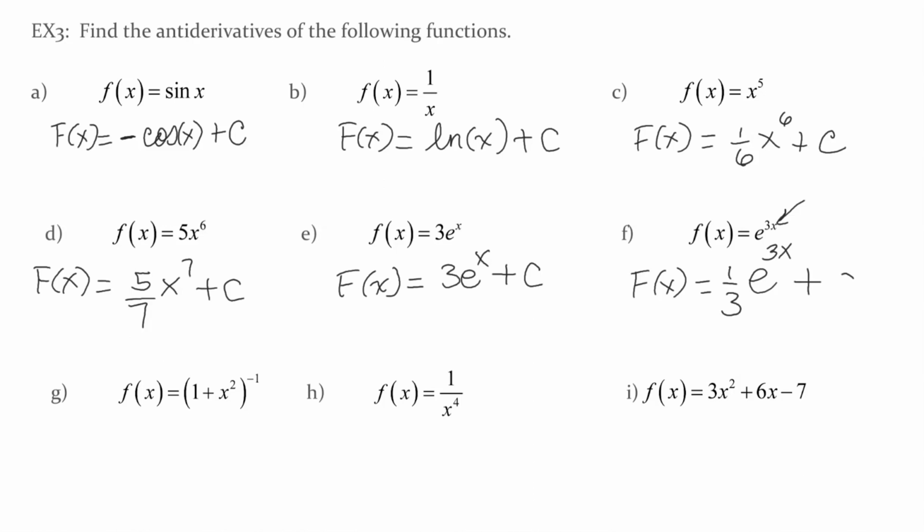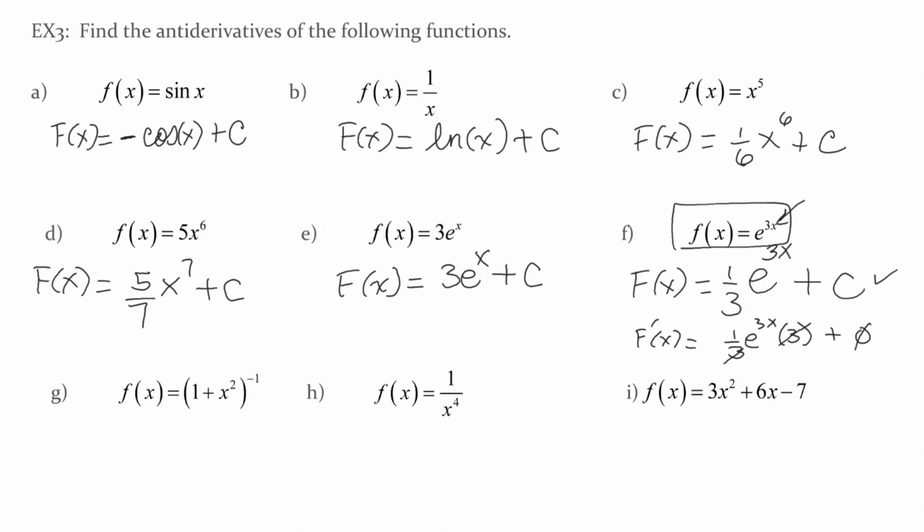Okay, plus c. Now, if we were to check, we would say, hey, then the derivative of f of x is 1/3 e to the 3x multiplied by 3, which is the chain rule, plus the derivative of c is 0. And then this 3 cancels with this 3. I have what I started with, so that's a good answer.